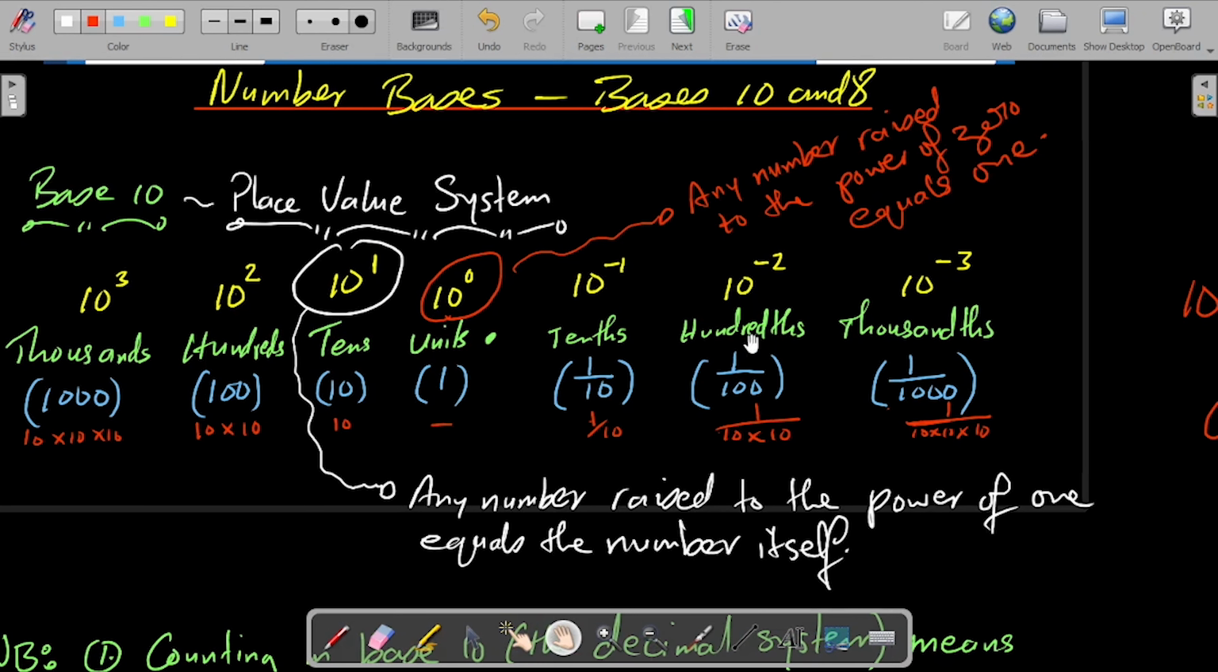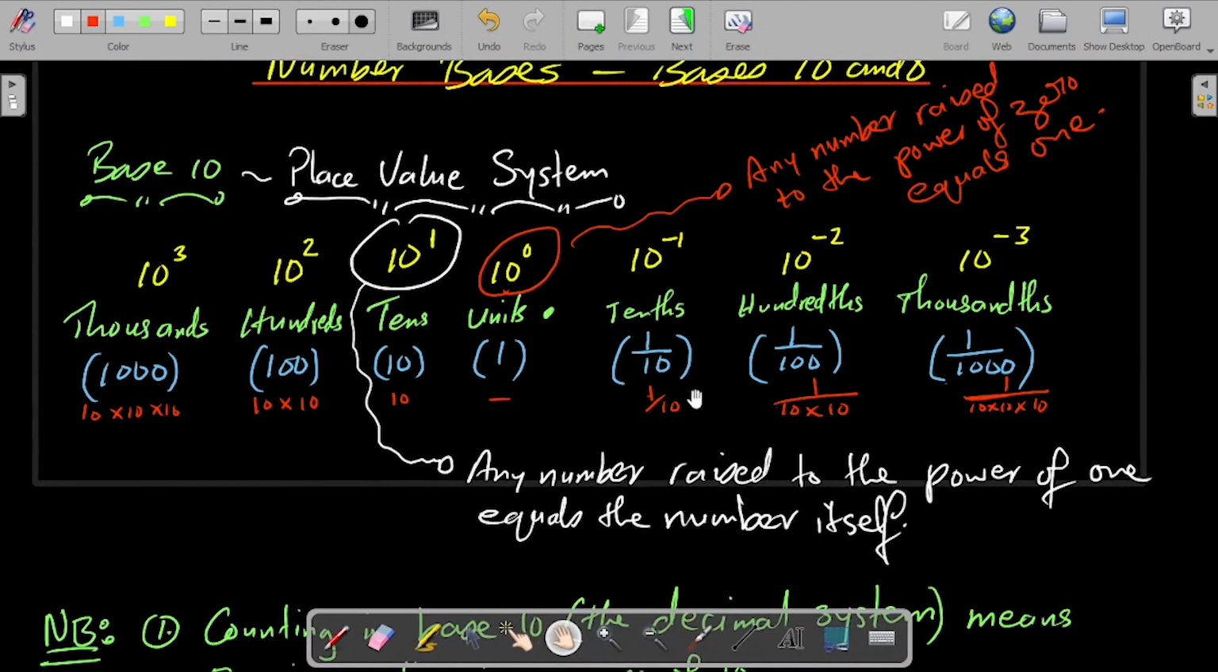And then the hundredths place would be 10 to the power of -2, which is the same as 1 over 10 squared, or 1 over 10 times 10, which is 1 over 100. And finally, the thousandths place would be 10 to the power of -3, which is 1 over 1000, or 1 over 10 times 10 times 10, or 1 over 10 cubed. So that is the place value system for the base 10 number system.